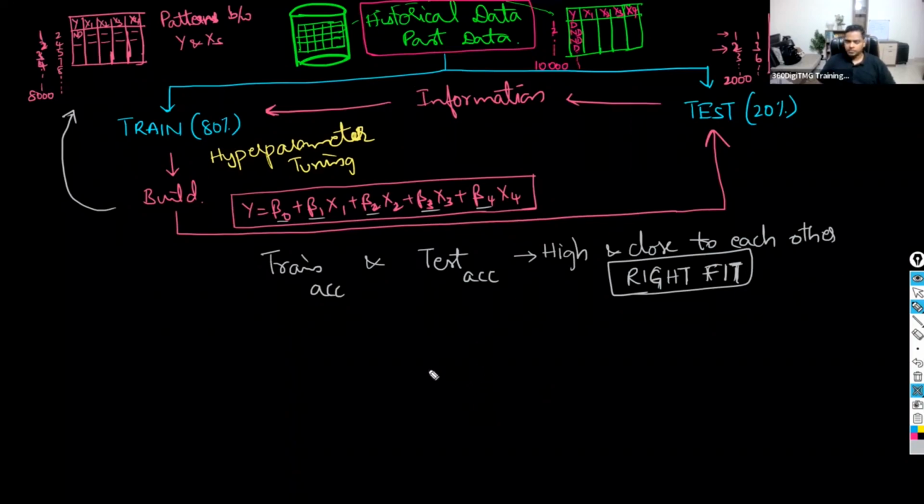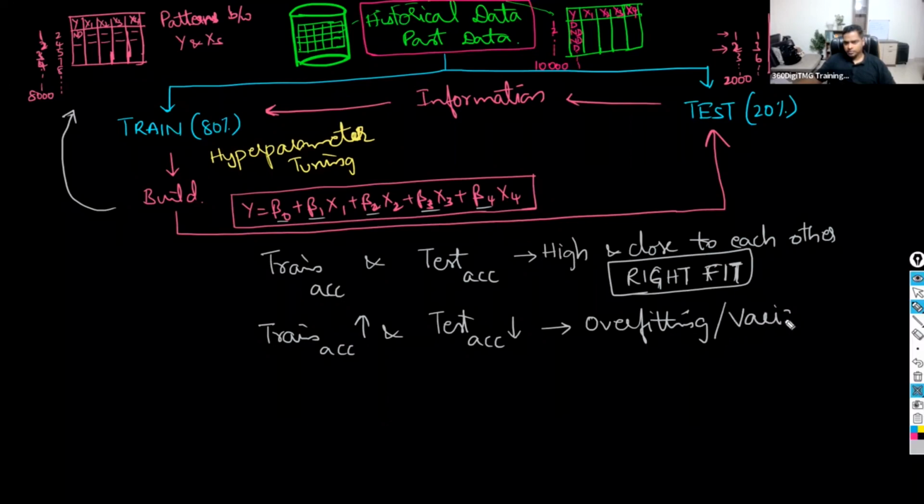However, when you build your model, assume that you got very high training accuracy, but when you tested your model on the test data set, you got a very low accuracy. Then this kind of scenario is called overfitting or variance.